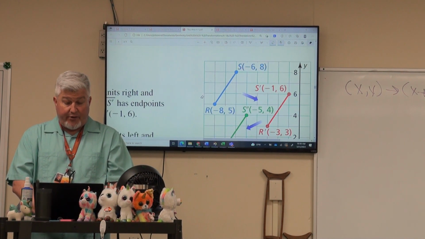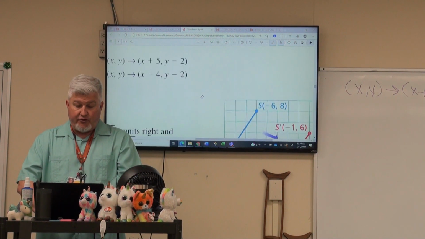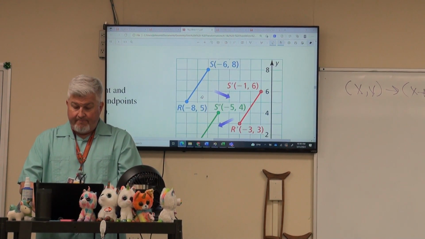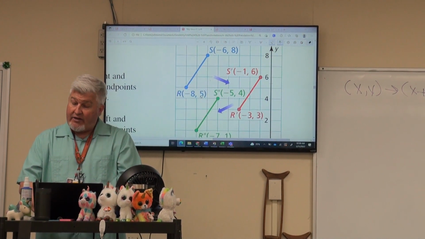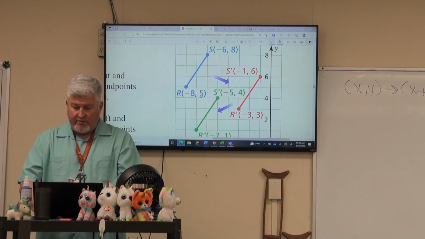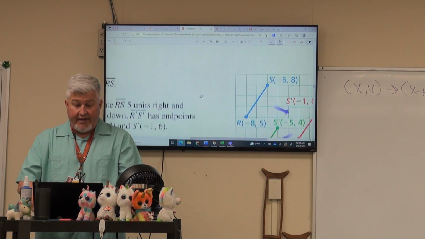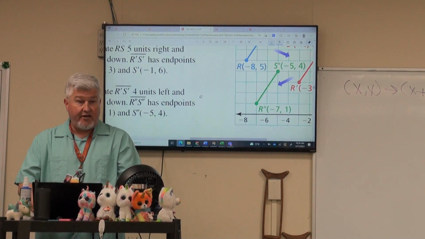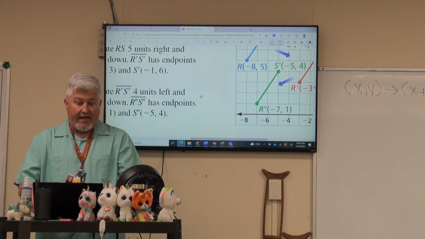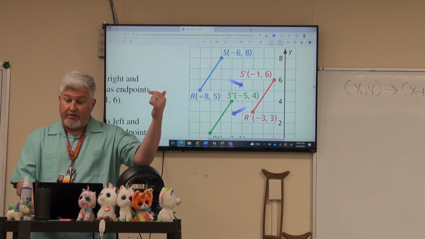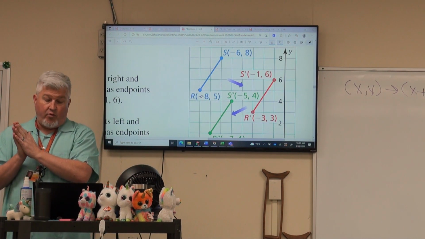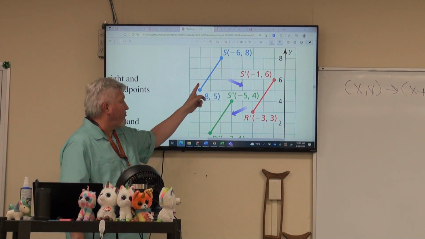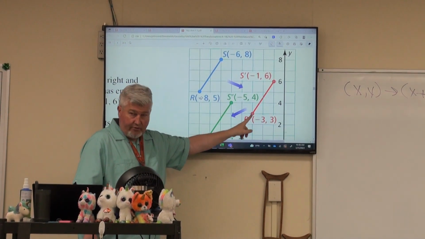The blue, of course, is our pre-image, our starting point. Our first translation was you added 5 and you subtract 2 from the y. Then you get R'S', the red line, that's your image. Your next translation is you subtract 4 and you subtract 2, and you get R''S''. You went from blue to red first, and then from red to green. The main thing to remember is you don't go back and do the second translation from here, you do it from here.